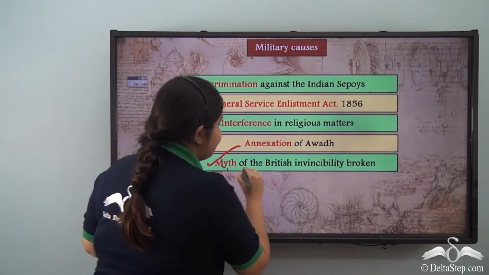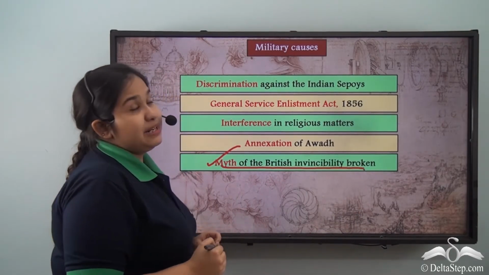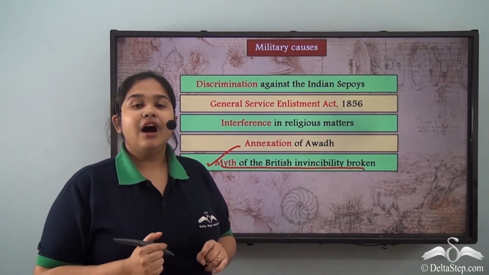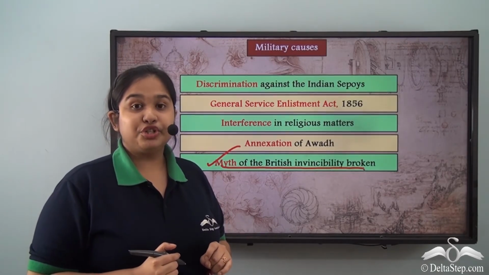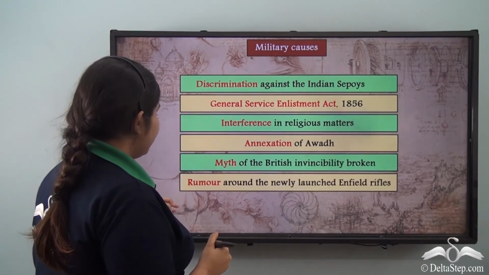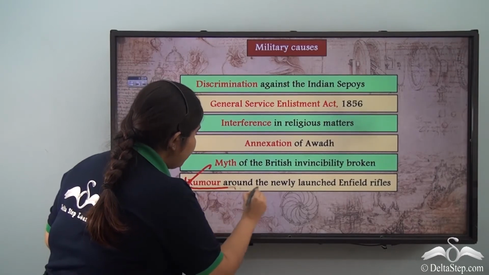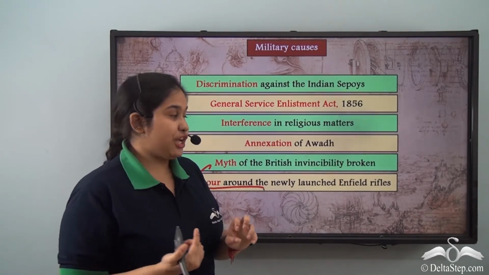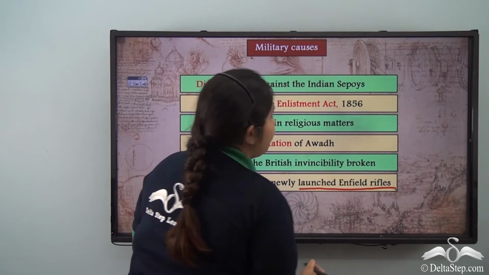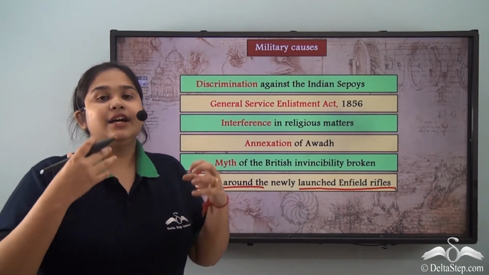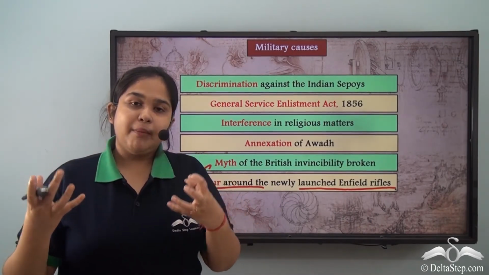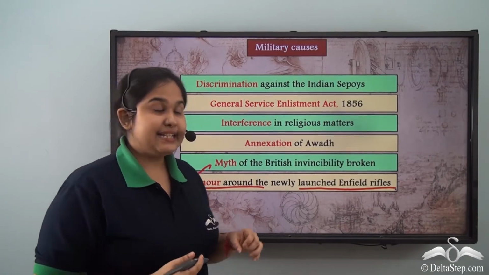Next, we see the myth of British invincibility being broken after the Anglo-Afghan War and the British defeat in it. And finally, the rumor around the newly launched Enfield rifles was the reason behind, we could say, the uprising of 1857.